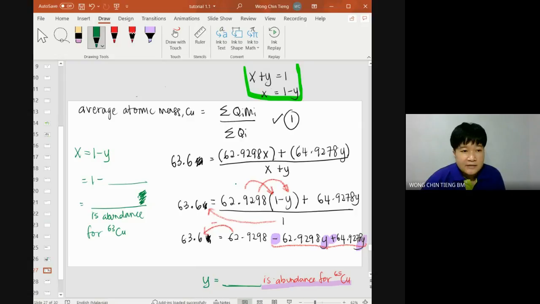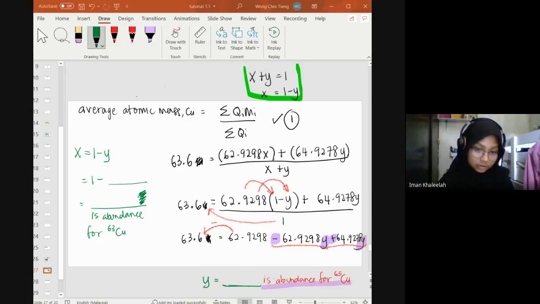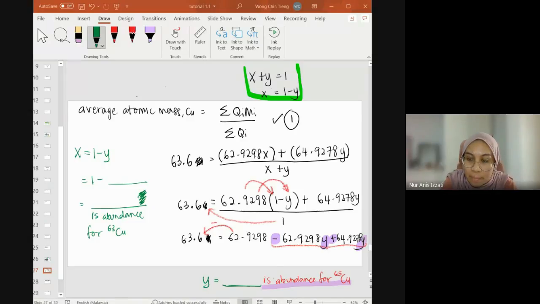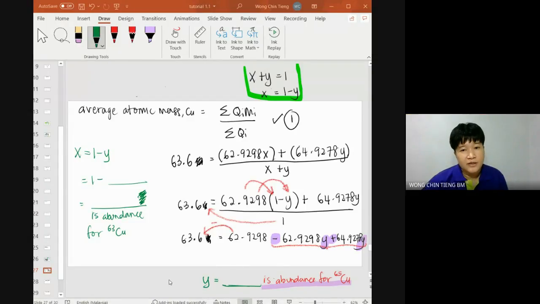Ada siapa-siapa nak bagi jawapan Y? To check your answer? Oh, kelas saya memang jarang bagi jawapan. Kamu memang kena kira. Anybody want to try? 0.3354. 0.3354 for Y. Class? Agree? Ada jawapan lain? Yes, agree. Agree, tak ada jawapan lain? Okay. Betul lah, saya assume betul lah.